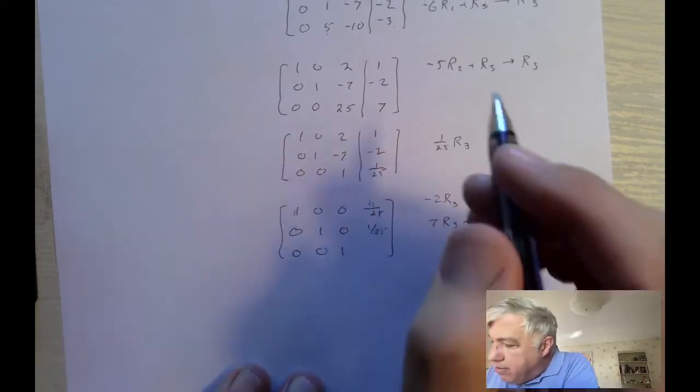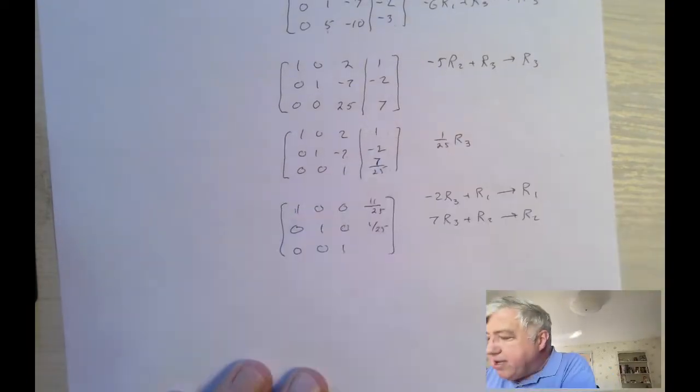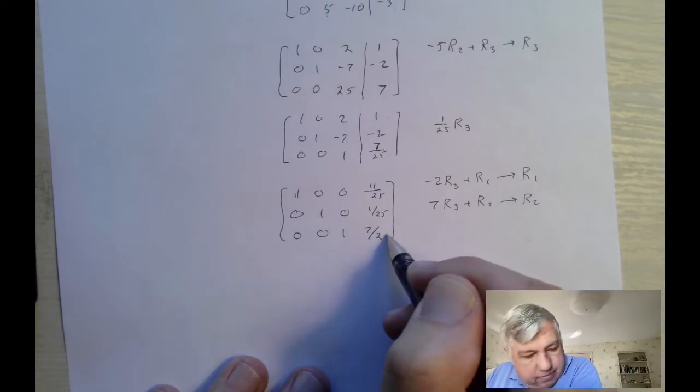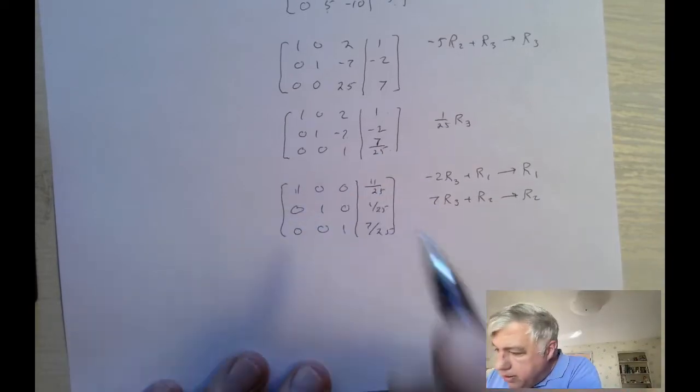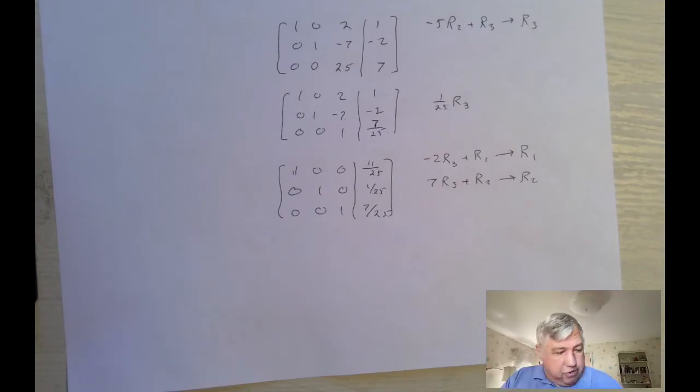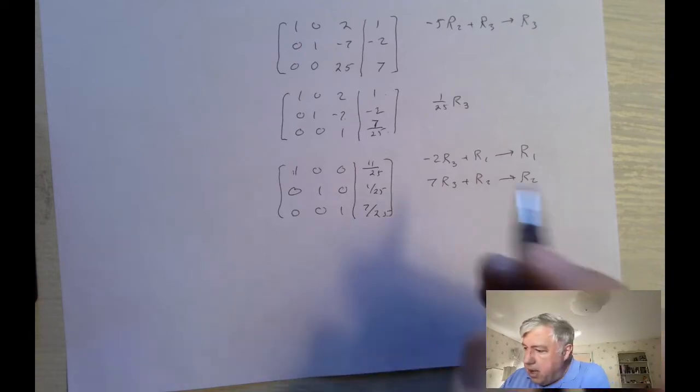7/25. So what did I do wrong here? This is 7/25. That's what I did wrong here. Okay. There we go. All right. You have to do a little bit of fractions, but get a common denominator. You'll be fine. And we get that.